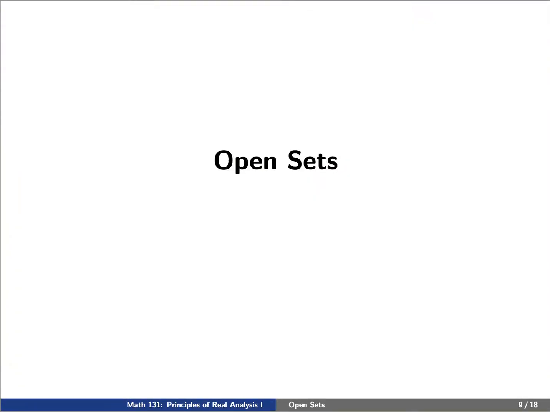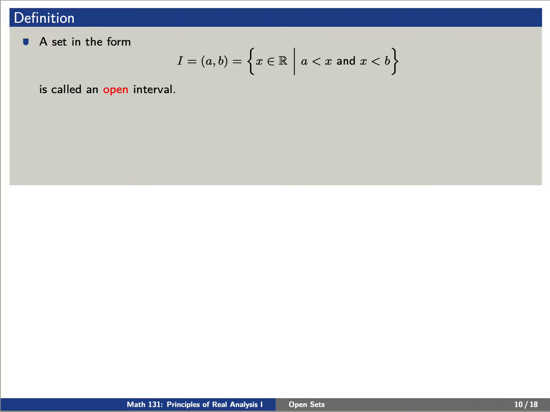Let's move on to the idea of open sets. First, we'll recall a couple of definitions. Remember that a set in the form (a, b) with parentheses is the collection of real numbers x such that x is greater than a and x is less than b. A set of this form is called an open interval.